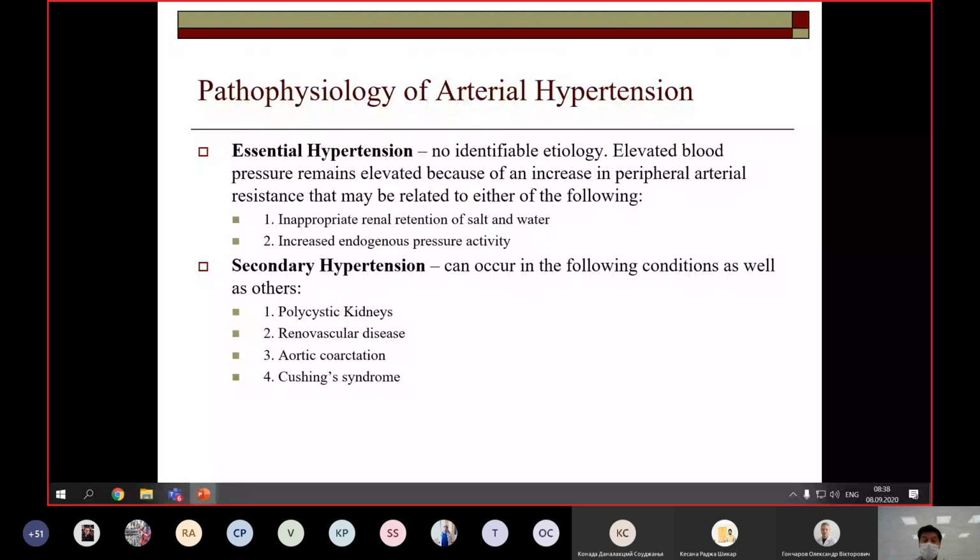Secondary hypertension can occur in the following conditions, as well as others: polycystic kidney disease, renal vascular disease, aortic coarctation, Cushing syndrome, and others. The main point is that secondary hypertension is a disease in which we have the opportunity to identify potential factors that have a causative relationship with the onset of arterial hypertension. If these factors are not identifiable, please use the term essential hypertension.